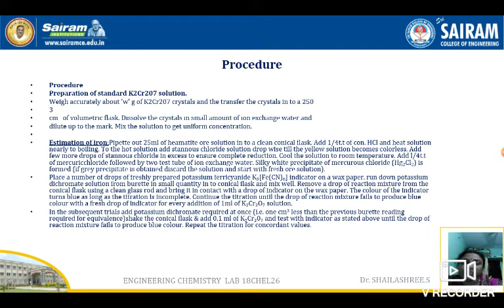Then we have to pipette out 25 ml of the hematite ore solution into a clean conical flask, and then add a quarter test tube of concentrated HCl. We are heating the hematite ore solution with HCl. When we heat it, the ferric oxide is converted into ferric chloride. We are just converting the oxide form into chloride form first for the purpose of reaction. And then we are heating the solution.